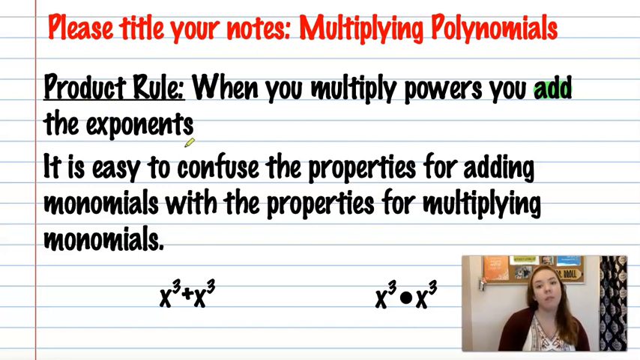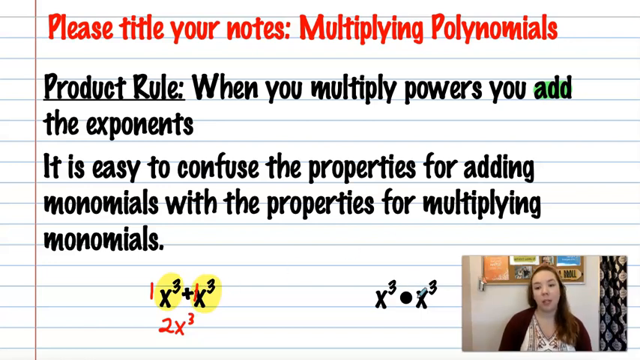So it is easy to confuse the properties for adding monomials with properties for multiplying monomials. So let's review them here. We were talking the last couple of days that when I have two polynomials that I'm trying to add, I'm grouping like terms together where I have 1 plus 1 would equal 2x cubed. Okay, so that's when you have addition in the middle.